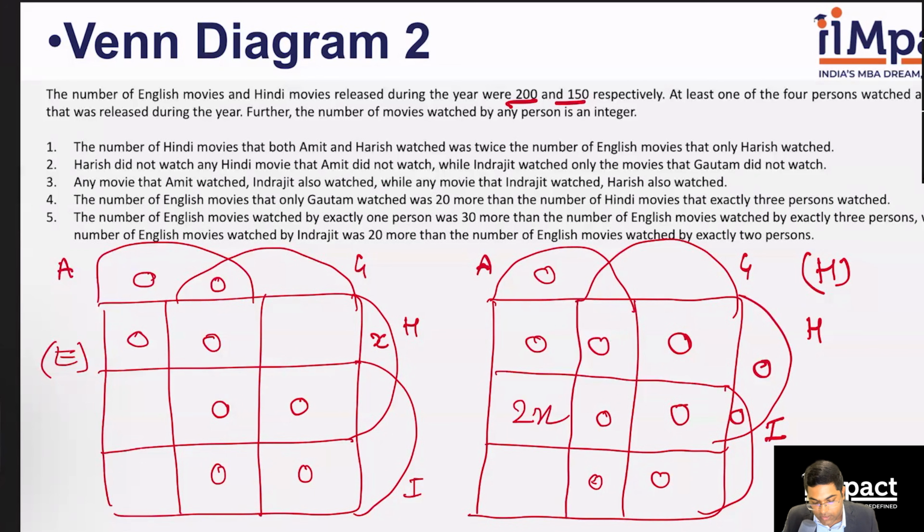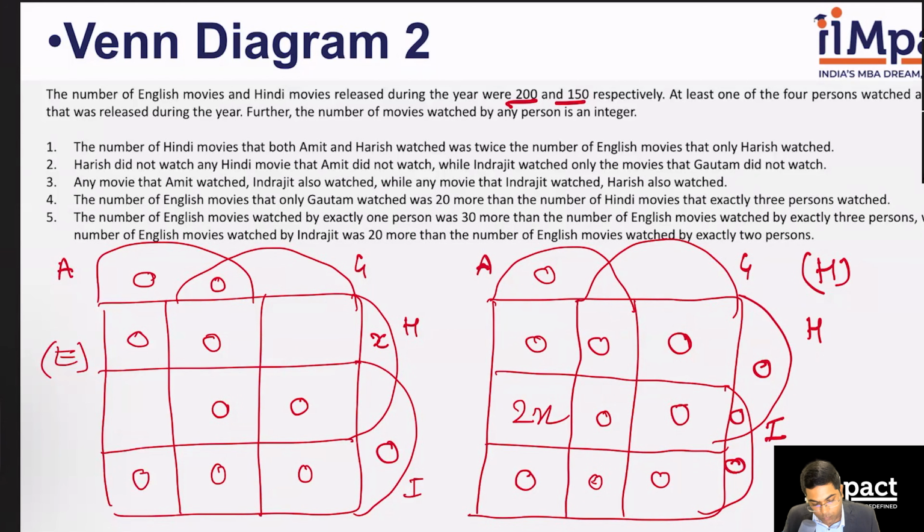Then, while any movie that Indrajit watched, Harish also watched. So again, Indrajit does not have anything which is outside Harish, right? Because Harish watched everything that Indrajit did. So this becomes 0, this becomes 0, this becomes 0, and this becomes 0. Yes, everybody with me up till this point? Okay.